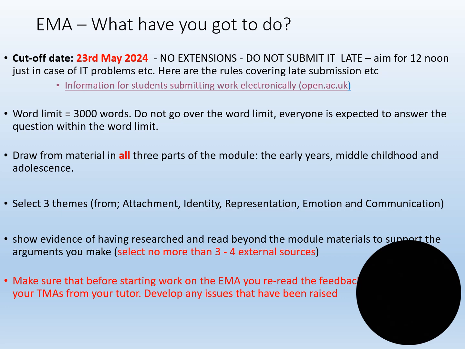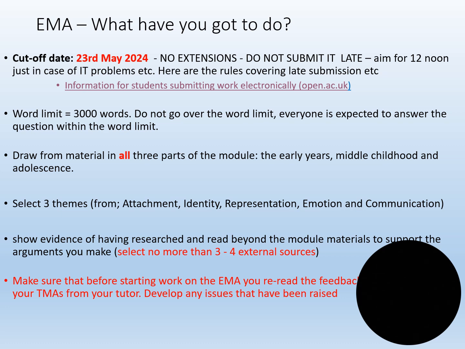Okay. It's a 3,000 word essay again. You need to draw from material in all three parts of the module. So the early years, middle years, and adolescence. You need to choose three themes. Okay, so there's 5 of them available. Choose 3 in order to answer this question.